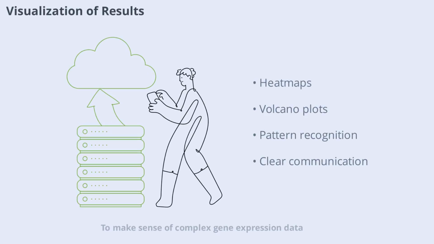To make sense of complex gene expression data, scientists use visualization tools like heat maps and volcano plots. These graphical representations help highlight patterns, such as groups of genes that are co-expressed or significantly changed. Visualization makes it easier to communicate findings and spot trends that might otherwise go unnoticed.